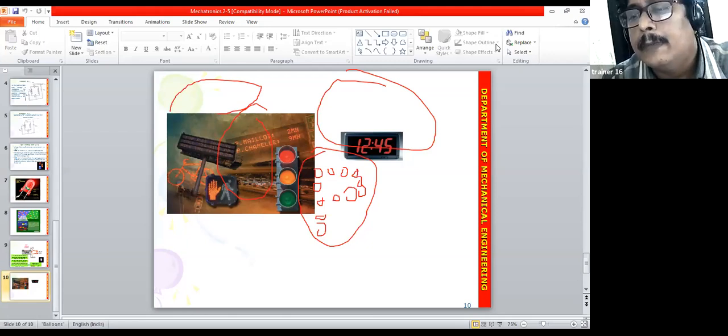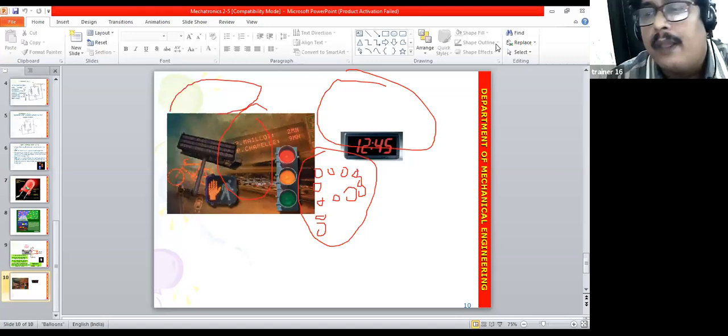One person has written digital meters in motorbikes, right? Motorbikes, correct.